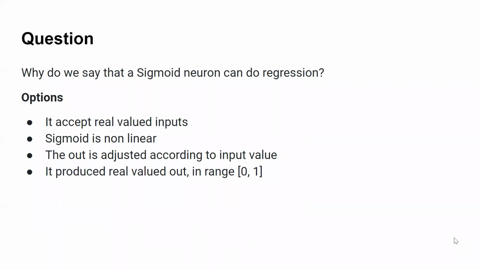This question, can you answer? Why do we say that the sigmoid neuron can do regression? Sigmoid is non-linear. It produces real valued output. It produces a real valued output only in the range 0 to 1.